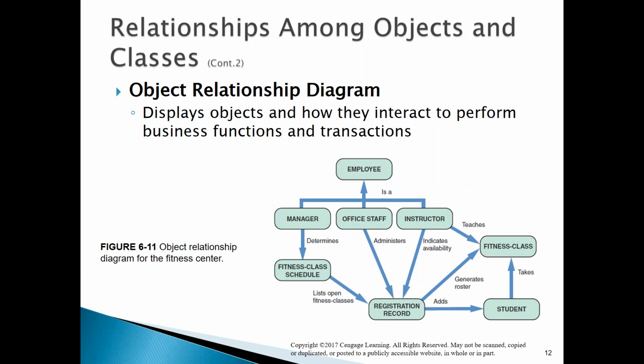Next up is object relationship. Now, an object relationship diagram displays objects and how they interact to perform business functions and transactions. So this is a simple diagram. In other words, what this diagram shows is how objects communicate or interact with one another, and what business functions and transactions are actually performed. Okay, so just know the definition of it. Do not worry about making a diagram. Just know the definition of object relationship diagram.